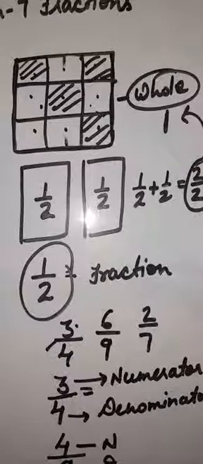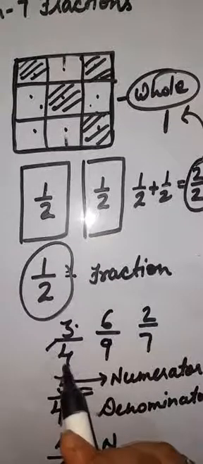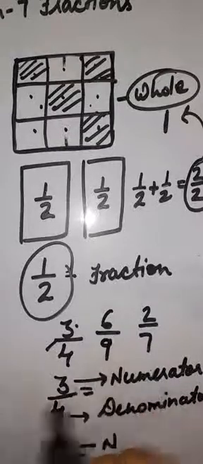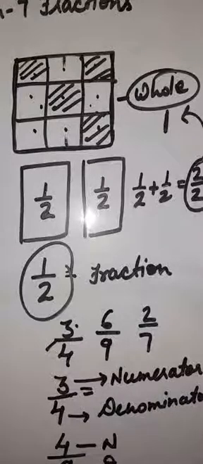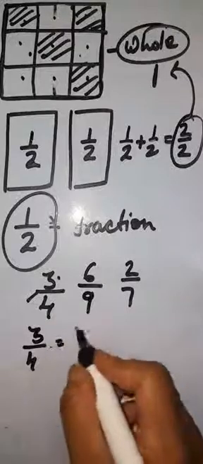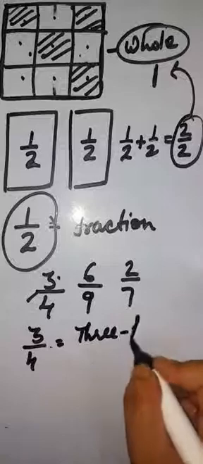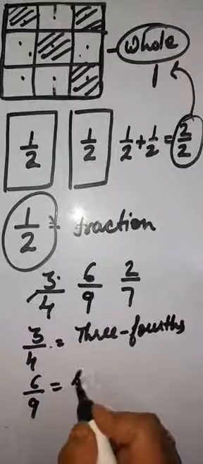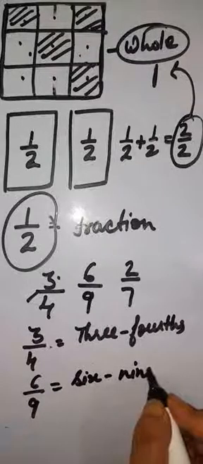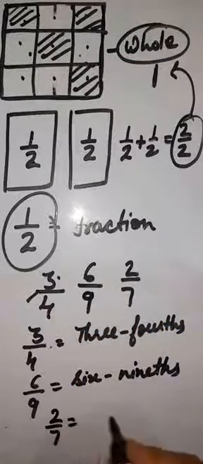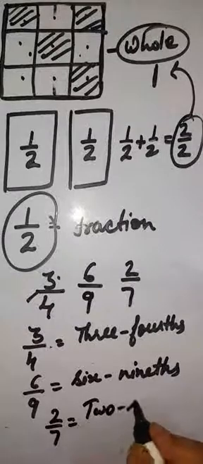and how to read this fraction? This is 3 upon 4 or 3 out of 4, 6 upon 9 or 6 out of 9, 2 upon 7 or 2 out of 7, right? We can read this fraction as 3 fourths. All right, and this is 6 out of 9, 6 ninths. Okay children, and this is 2 out of 7, it means 2 sevenths.